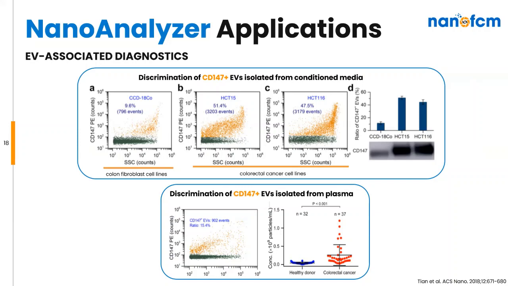In the fibroblast cell lines, less than 10% of the EV population was CD147 positive, whereas this proportion increased to nearly 50% in the cancer cell lines. And you can also see this is in very much agreement with the Western blot.